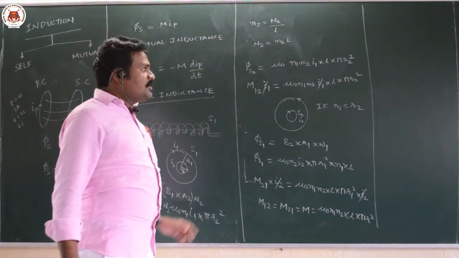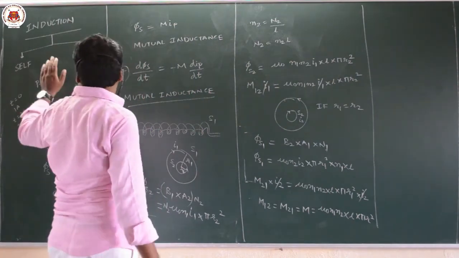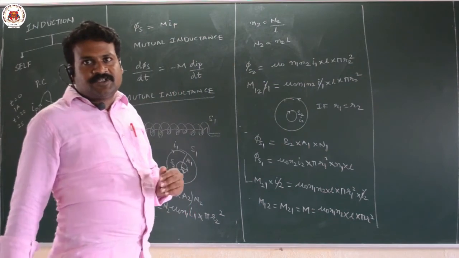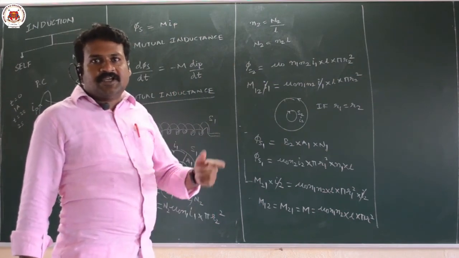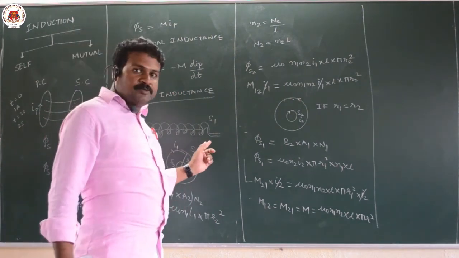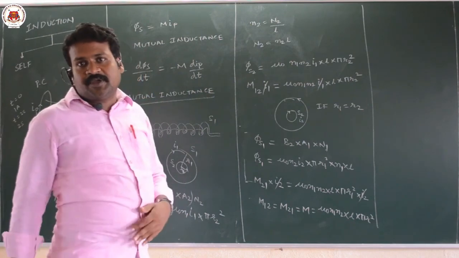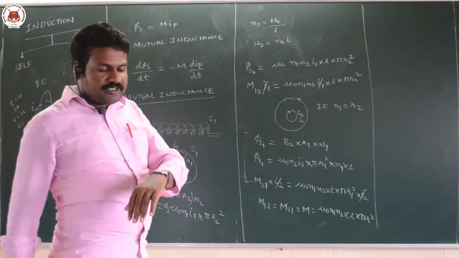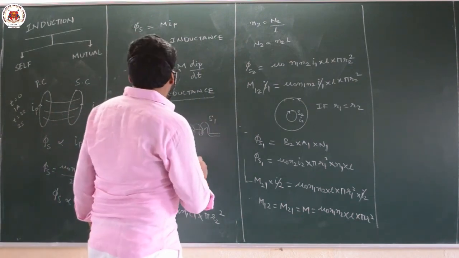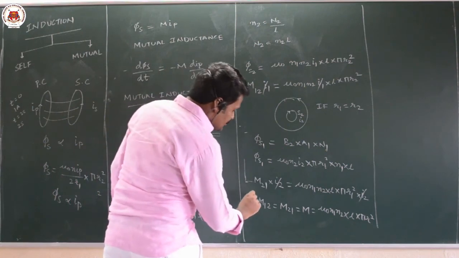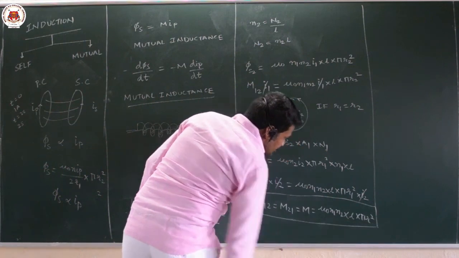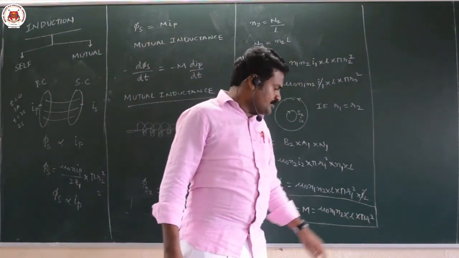So, this is the discussion about induction. We have studied self inductance and mutual inductance. Self induction means the generation of EMF inside a coil due to change in the current in the same coil. Mutual inductance means the generation of EMF in a coil due to change in current in a nearby coil. Self inductance we derived and mutual inductance we got like this. This is the formula for mutual inductance. Here you can write area also.